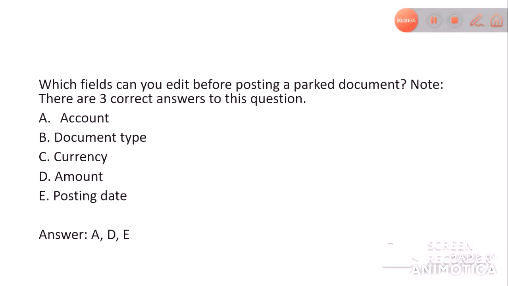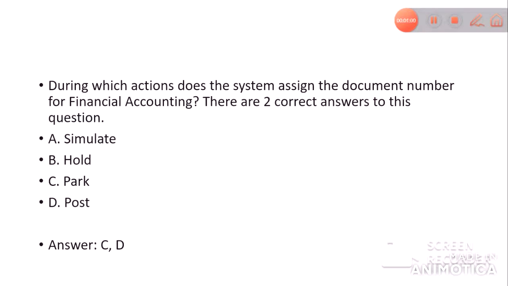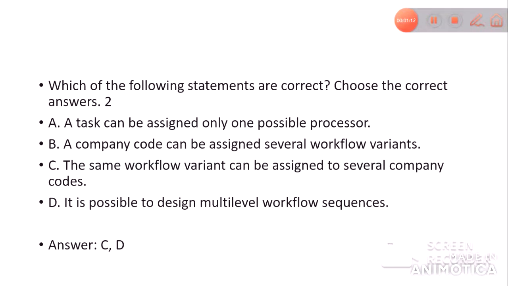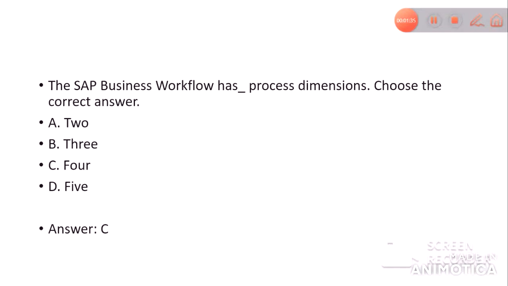During which actions does the system assign the document number? Park and post. What type of architecture does SAP Business Workflow use? Single tier. Which of the following statements are correct? Choose the correct answers. There are two correct answers. A task can be assigned to only one, no. A company code can be assigned several, no. The same workflow can be assigned to several company codes, yes. It is possible to design multi-level workflow sequences, yes. So C and D. The SAP Business Workflow has dash process dimensions. It is 4 process dimensions.